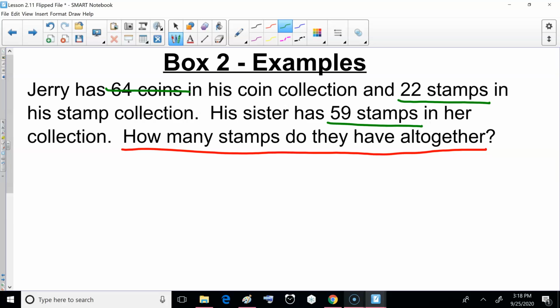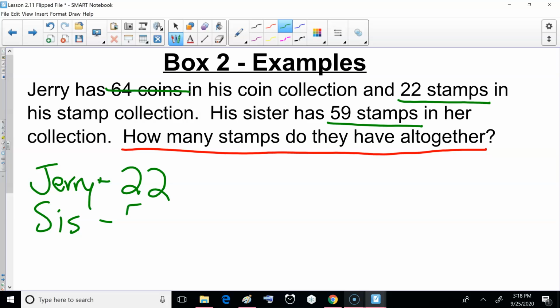I'm going to read the problem again to make sure I think of what the question is, to know what I want to try to find the answer for. So how many stamps do they have altogether? So Jerry has a collection of stamps, which would be Jerry's collection. He would have 22. So here's Jerry. He's got 22 stamps. And his sister, so put sis, has 59 stamps. And now they want to know how many stamps do they have all together. So I'm thinking about operations. If I think how many do they have all together, I'm thinking Jerry's stamps and sis's stamps are all on the table, and they're going to add them up. So we're going to add these two numbers right now.